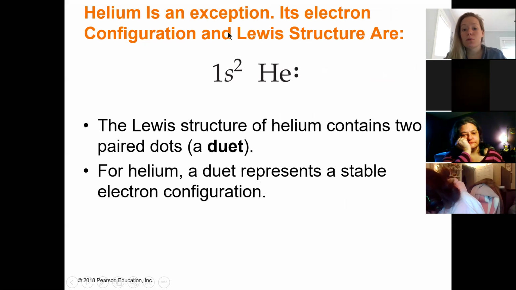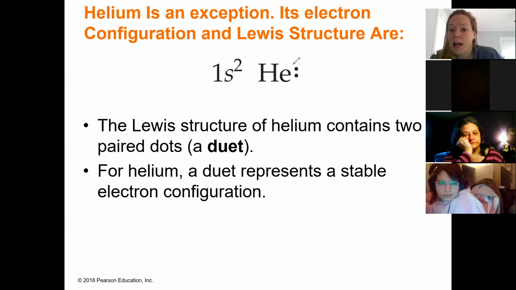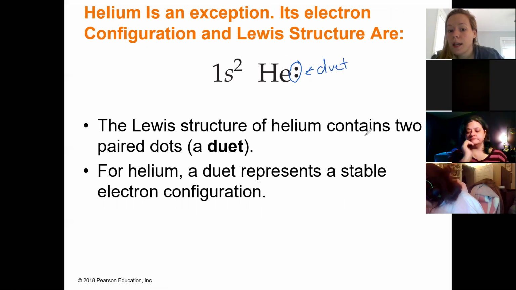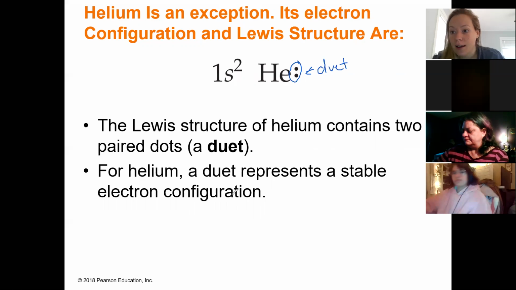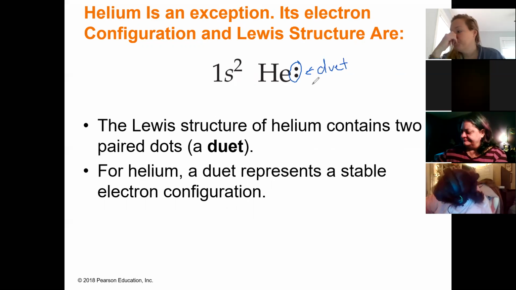Helium is an exception to the rule. When we're drawing helium, we put the 2 dots on one side. This is known as a duet. A duet is particularly stable for very, very small things. Like hydrogen likes to form a duet, helium likes to form a duet, lithium can form a duet. Everything else though wants an octet. So for those tiny guys, give it a duet, put the 2 dots on the same side. You don't fill it singularly.